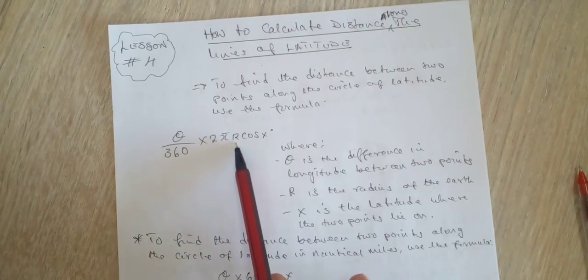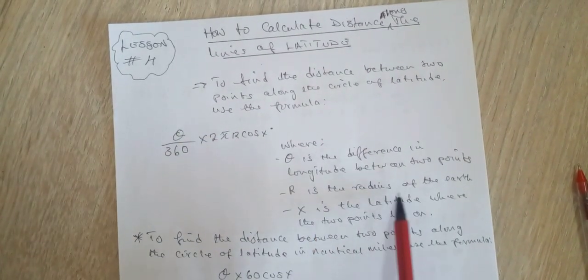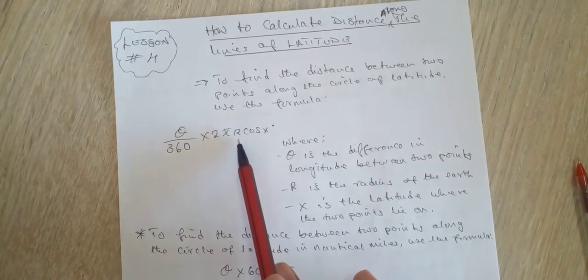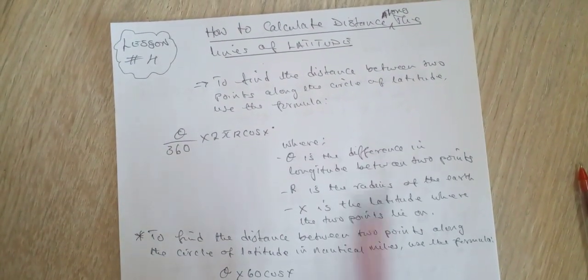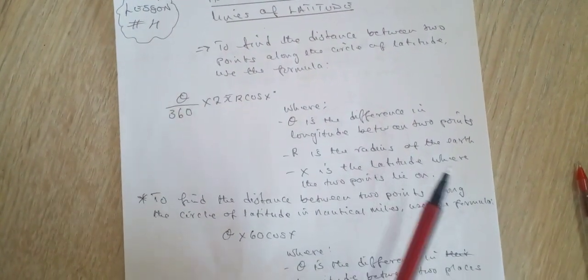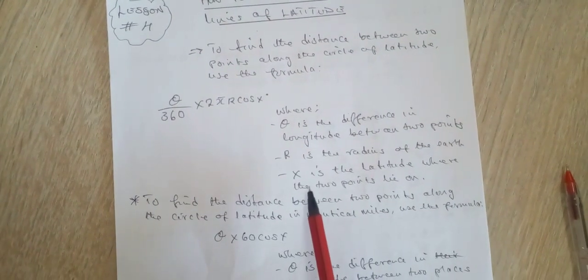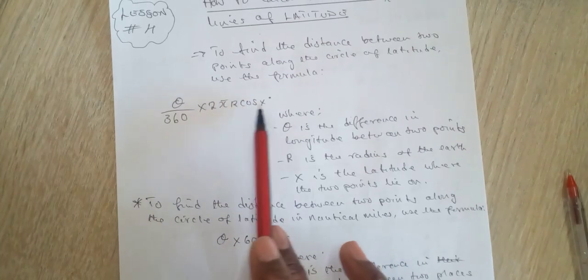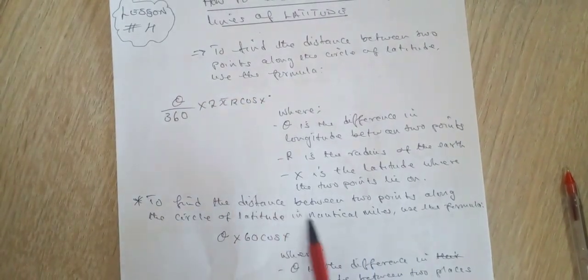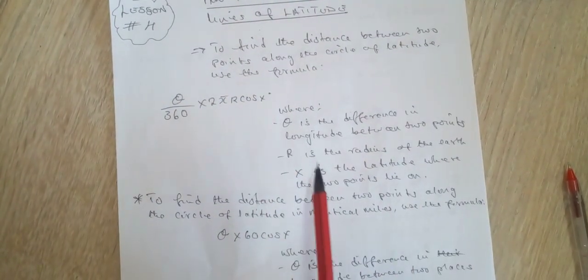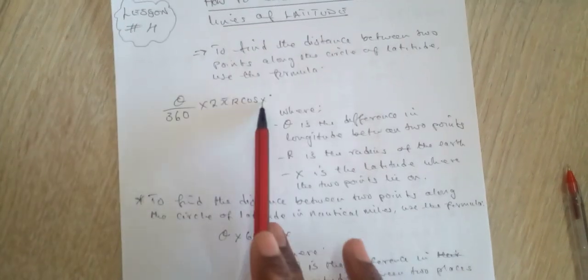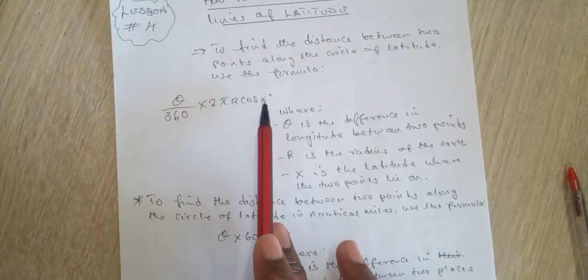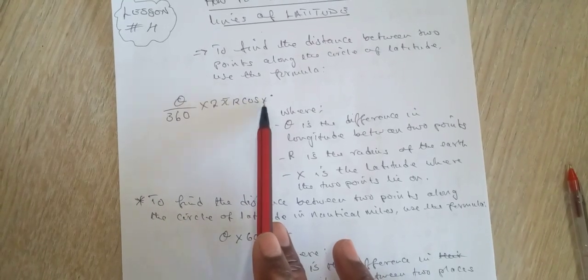And this R, capital letter R, simply represents the radius of the earth. Also, remember that the radius of the earth can be in nautical miles or in kilometers, depending on how the exam question is asking you to do it. Now, this x in cos x is just the latitude where the two places are lying. So you don't necessarily need to solve for it. All you need to do is get the latitude where the 2 points lie and replace it there.